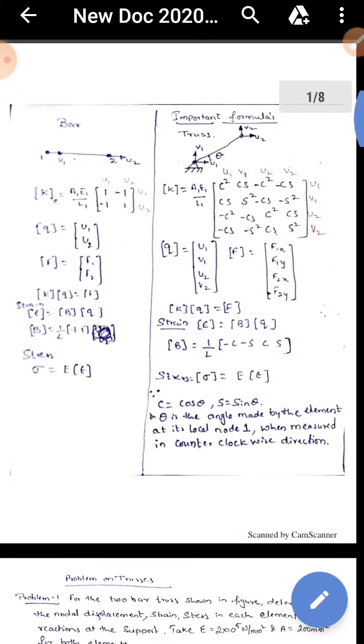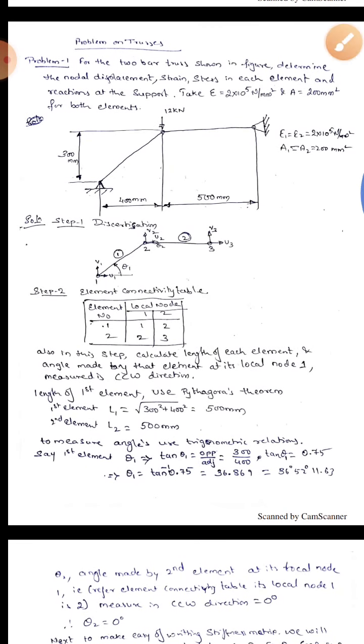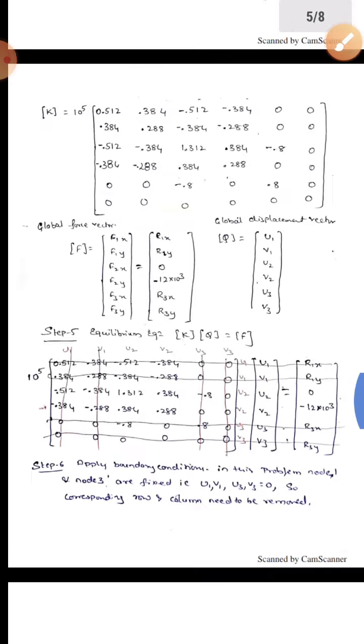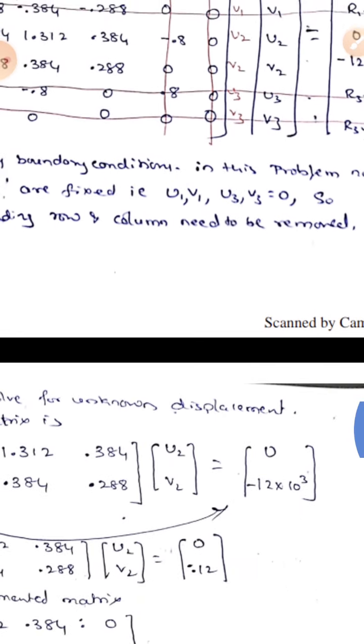Previous problems, that is problems in bars, they were simple. We could write those steps again and again. Okay. Now see here, in step 6 we need to apply boundary conditions. What are the boundary conditions in this? Node 1 and node 3 are fixed. Means u1 v1 are not able to move. U and v at node 3 are also unable to move. Means u1 v1, u3 v3 are 0. Okay, so these are my boundary conditions.